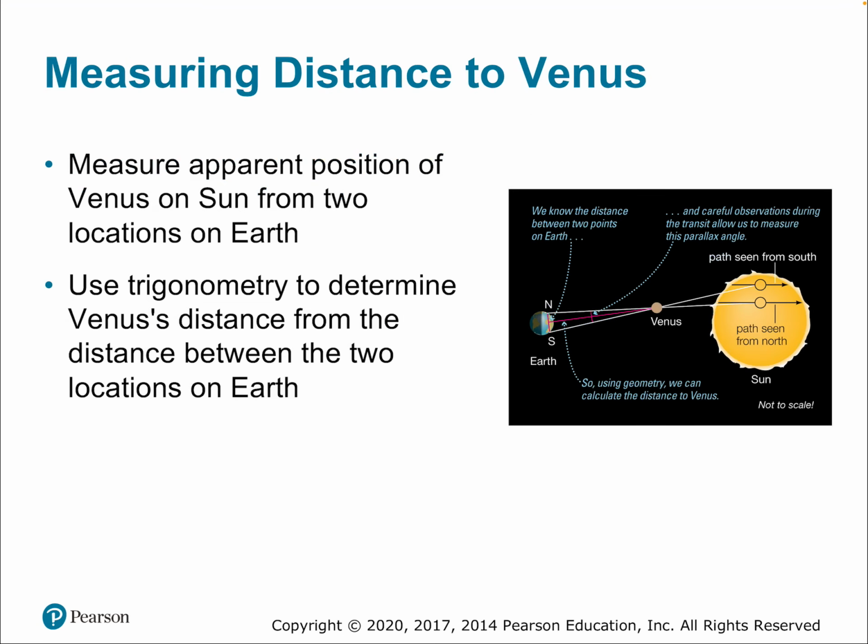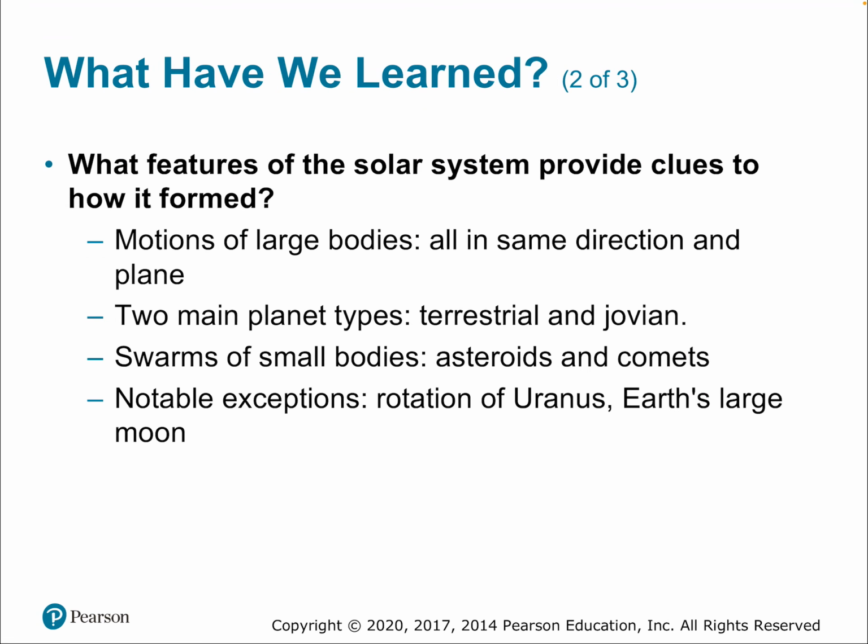So to reiterate, you measure the apparent position of Venus on the sun from two different locations on Earth, and you know the distance between them. So that means you know the angle, you know the base of the triangle. Using trigonometry, you determine Venus's distance from the distance between the two locations on Earth. That's going to give you this length right here. Nice, right? Now, before I showed it as the hypotenuse, but they're basically exactly the same as each other, because it's such a small angle.